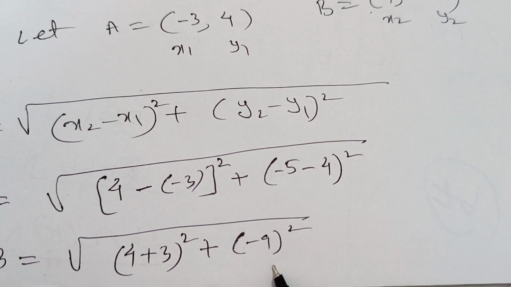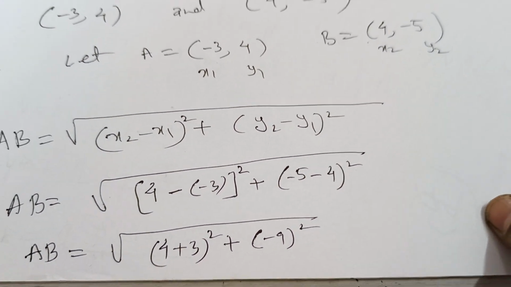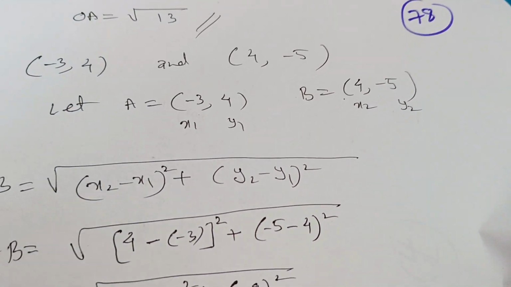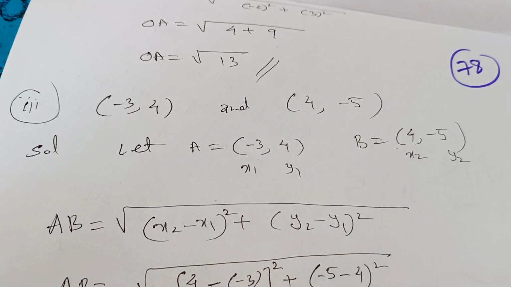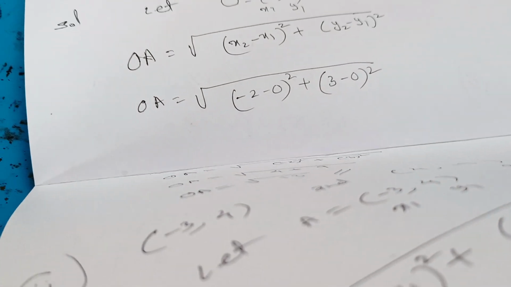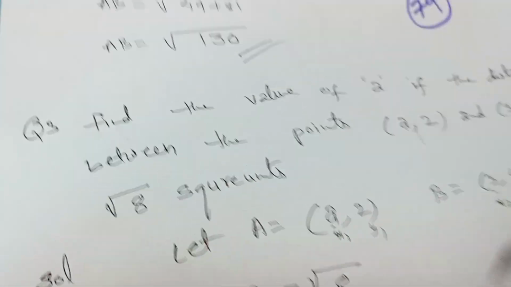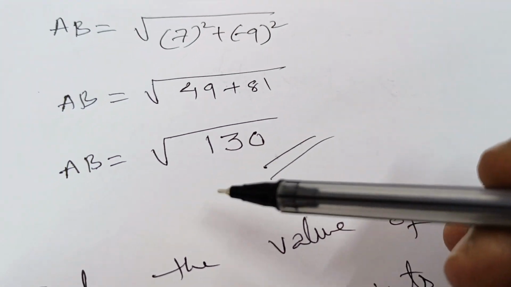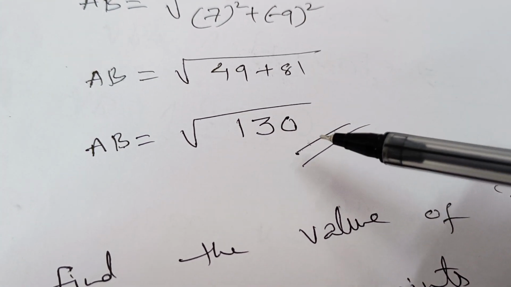It becomes -9 whole square. 4 plus 3 is 7. 7 whole square becomes 49 and 9 square is 81. So AB is equal to square root of 49 plus 81, which is equal to square root of 130.